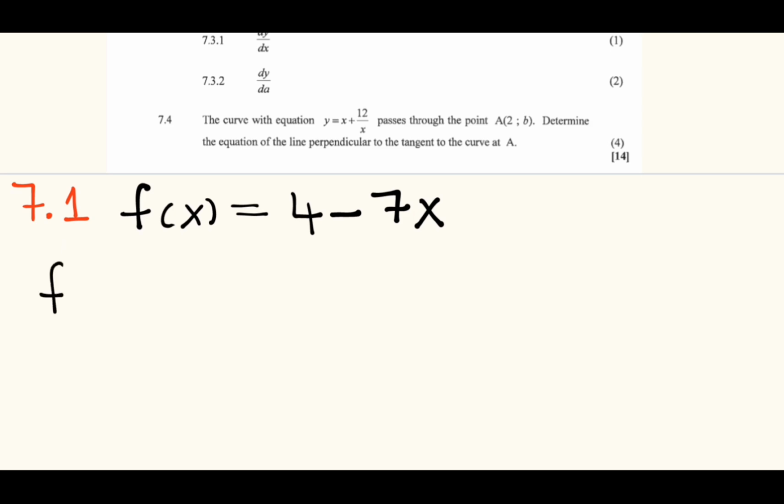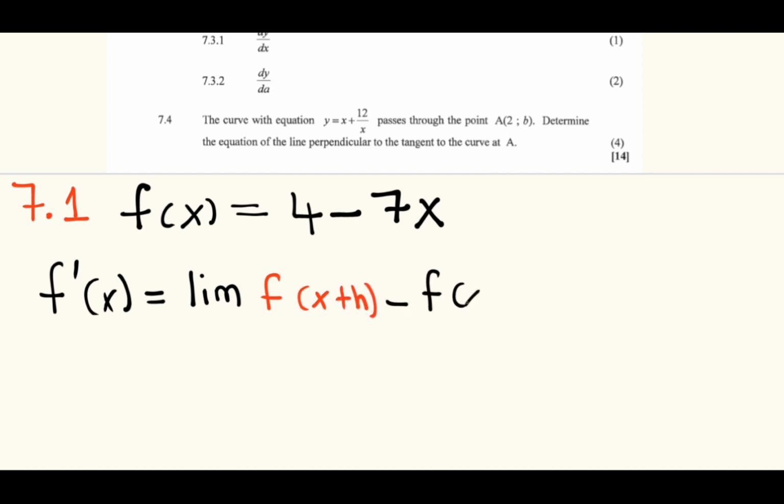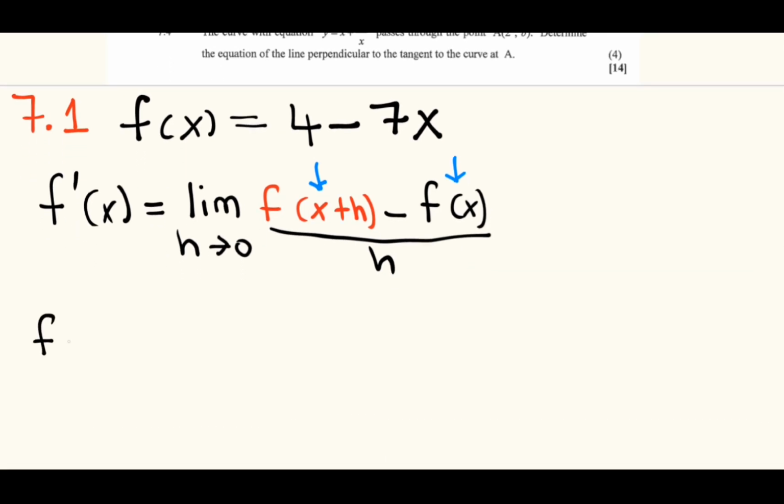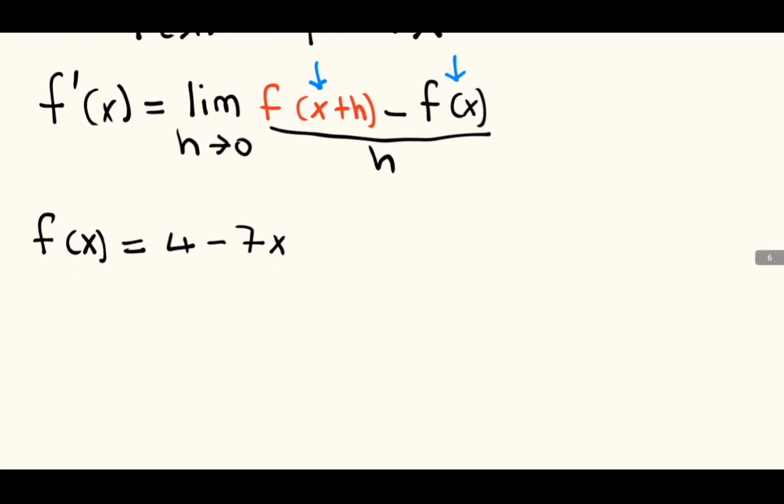The formula for differentiating using the first principle is f prime of x is equal to the limit of f of x plus h minus f of x divided by h as h approaches 0. So the formula has f of x and f of x plus h. We are only given the f of x as 4 minus 7x, and it is up to us to determine the f of x plus h.